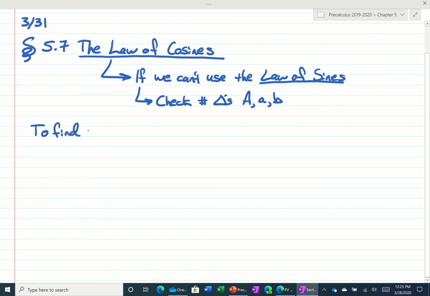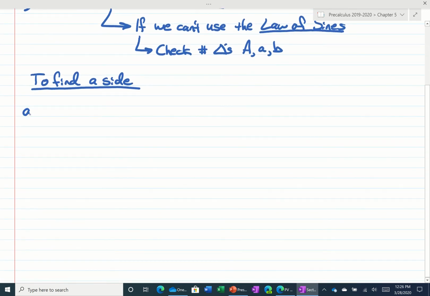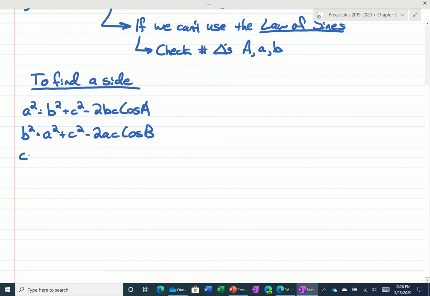To find a side, the formulas are that a squared is equal to b squared plus c squared minus 2bc cosine of angle A. B squared is a squared plus c squared minus 2ac cosine of angle B. And c squared is a squared plus b squared minus 2ab cosine of angle C. That's to find the side.